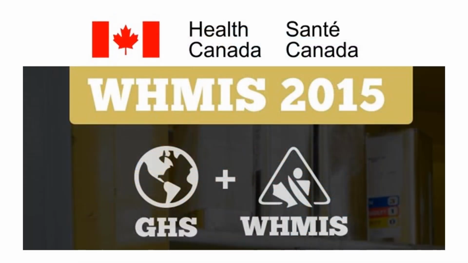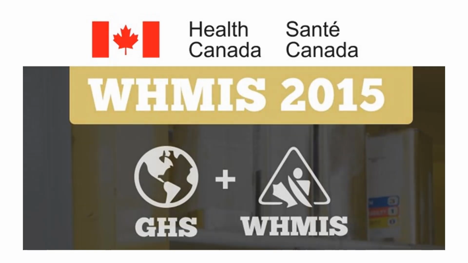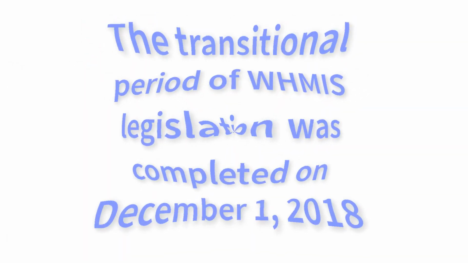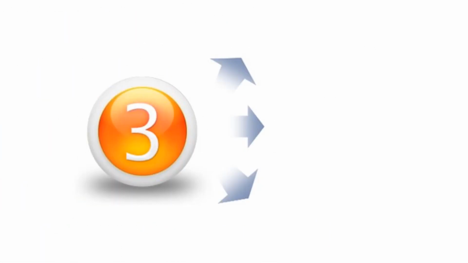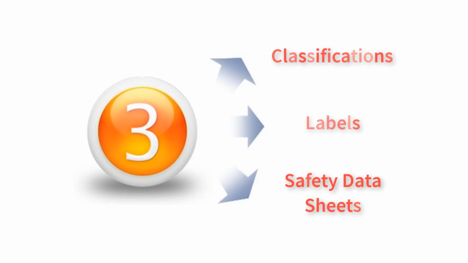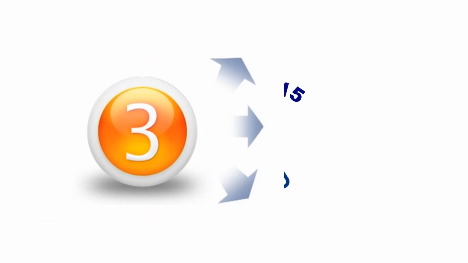WHMIS 2015 legislation was implemented in June 2015 with a transitional period of 3 years for manufacturers, suppliers, and companies to transform WHMIS to the new WHMIS 2015. The transition was completed by December 1st, 2018. There are 3 enhancements to the following WHMIS components: the hazard classifications, labels, and safety data sheets. Each component is designed to educate employees about hazardous materials and products in the workplace. We will now take the time to go over the WHMIS components.